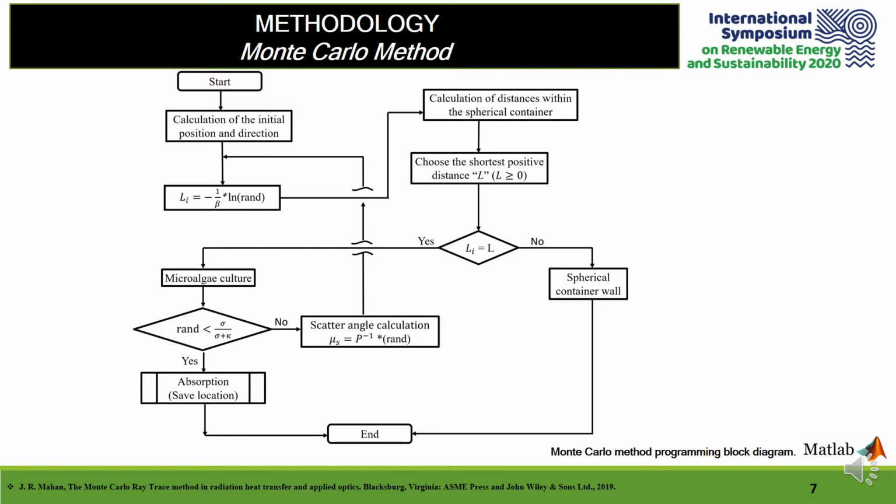In case the selected distance represents interaction photon microalgae, it's necessary to carry out a comparison between a random number with a value of albedo. If the value of the random number is less than the value of albedo, it is established that the photon is absorbed and this position is saved. Otherwise, the scattering angle is calculated, and the initial position and direction are calculated again. On the other hand, in case the selected distance indicates interaction with the boundaries of the system, it is established that the trajectory of this photon is over.